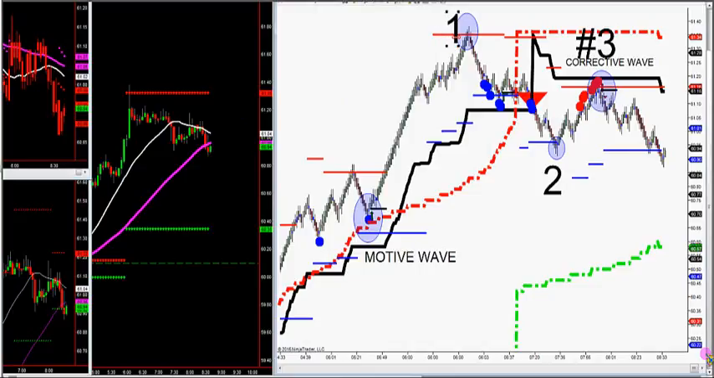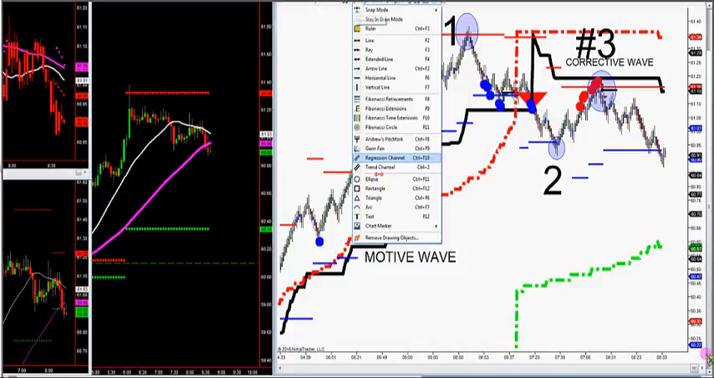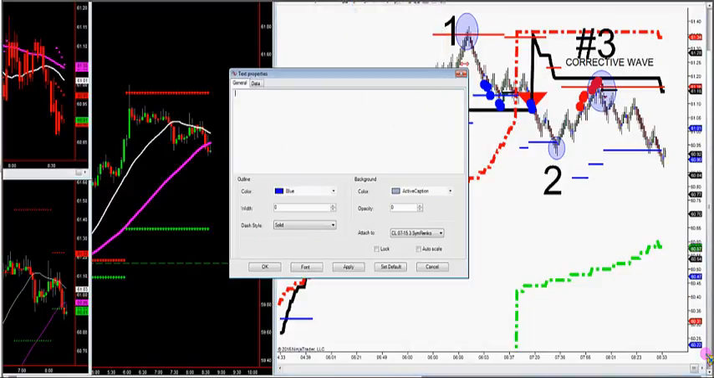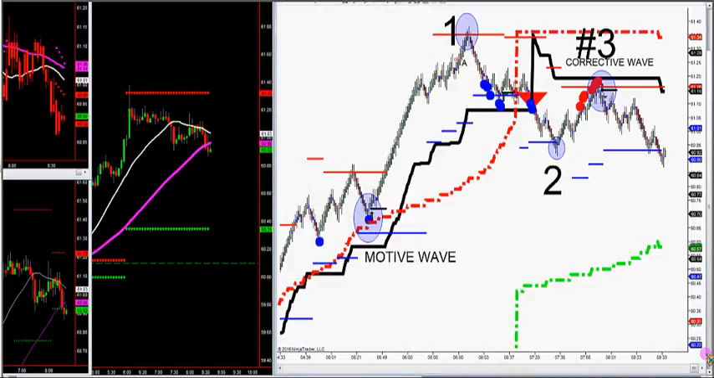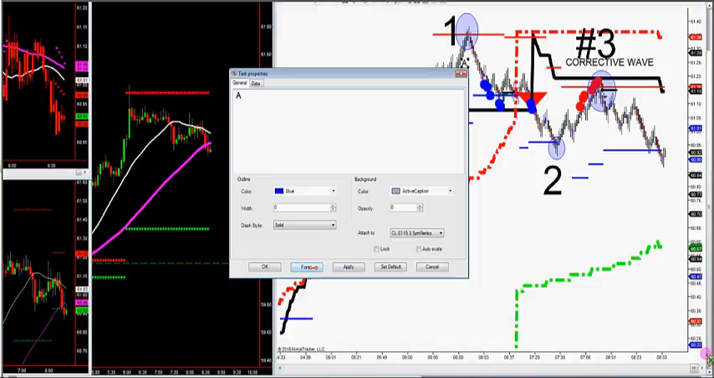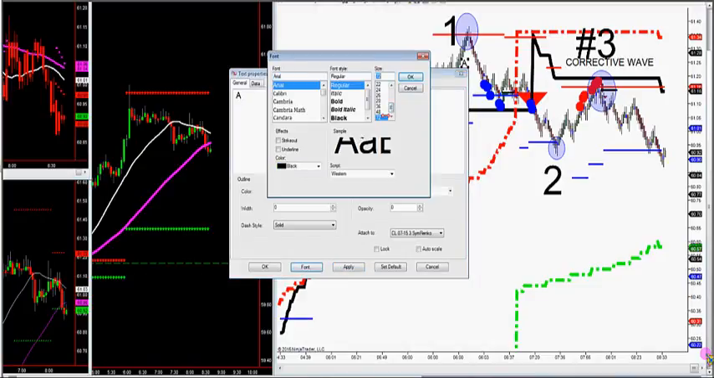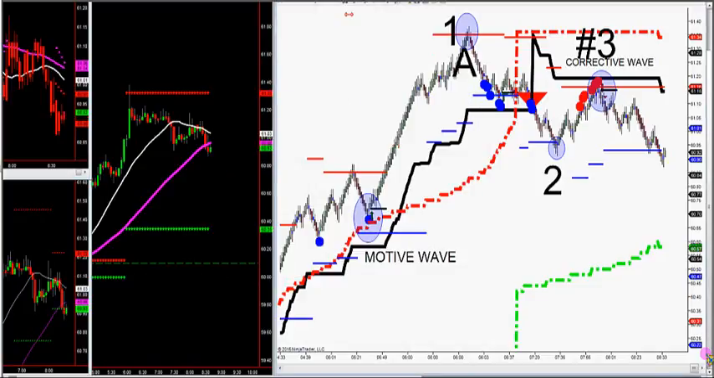All right, number 3. I started following this setup back in the late 80s, early 90s. It still works today. It's really a great little setup called a 1-2-3 pattern, or you can call it an ABC pattern. You'll see some traders call it ABC. I'll label this an A for you.